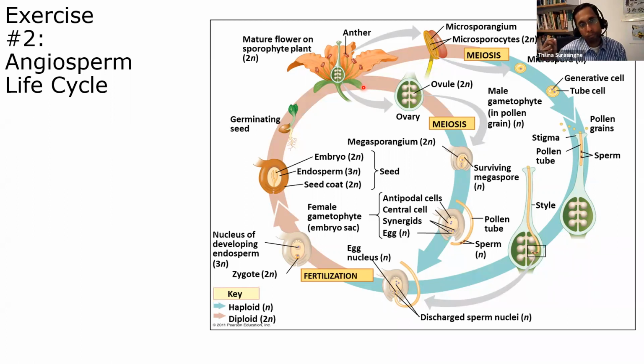and land on the female reproductive system on top of the stigma. When that happens, the tube cell of the pollen grain will develop the pollen tube, and that will have two sperms coming out of the generative cell. The pollen tube will continue to grow, ultimately reaching the ovary, penetrating the ovarian wall and delivering both sperms into an ovule.